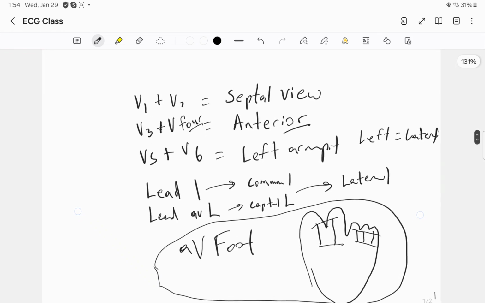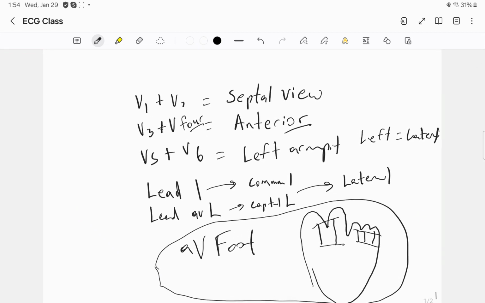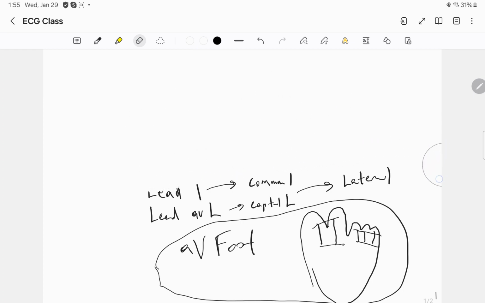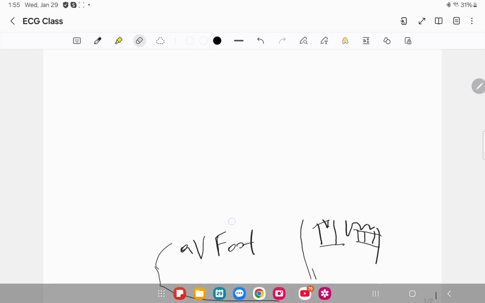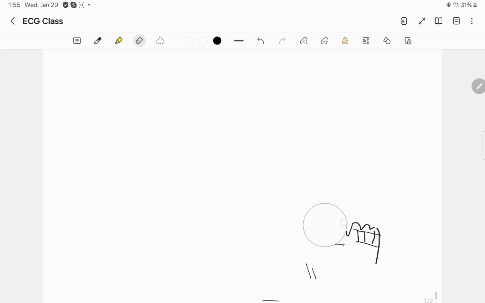You can always think of a way to remember it. But this, in summary, concludes our class on the categorization, or the classification, of the leads in terms of the anatomical view which they best obtain. And this becomes very relevant when we start to analyze ischemia, so where in the heart ischemia is occurring. Okay, so I hope this was helpful, and let's move on to the next topic.